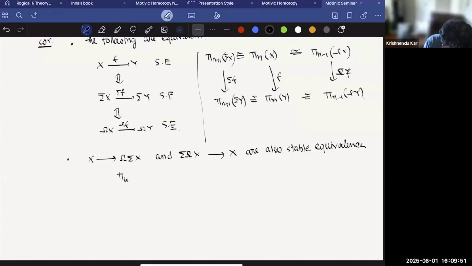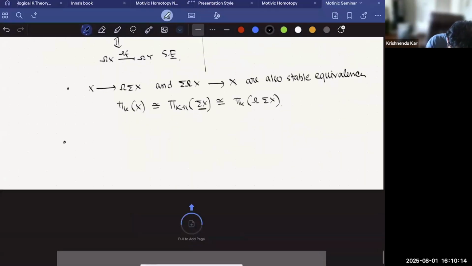Let's do that for at least one of them. So pi_k of x is isomorphic to pi_{k+1} of suspension x. This is what we proved. This is the same as saying it's isomorphic to, after you apply the loop here, pi_k of loop of suspension of x. And so on and so forth.